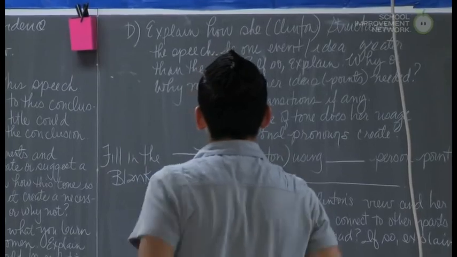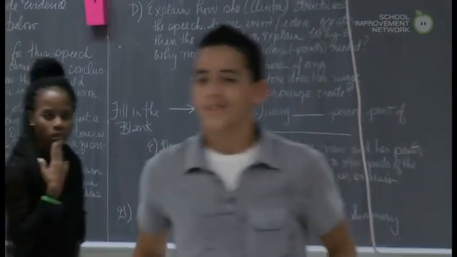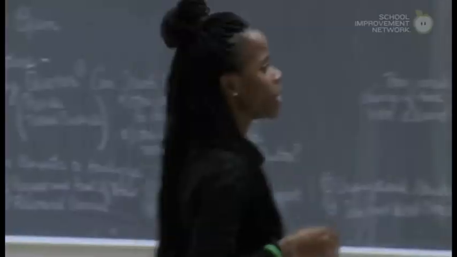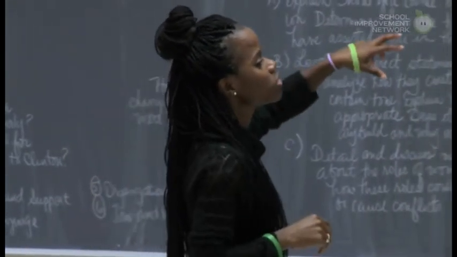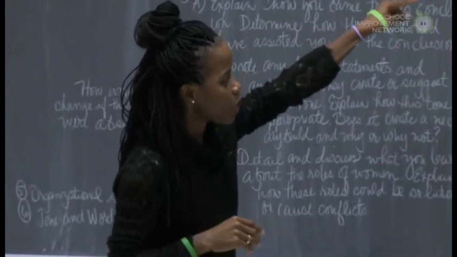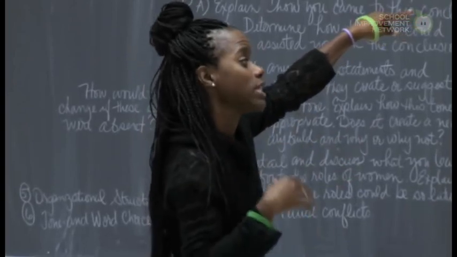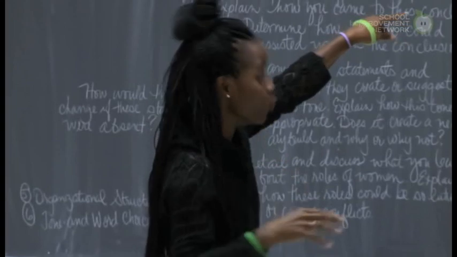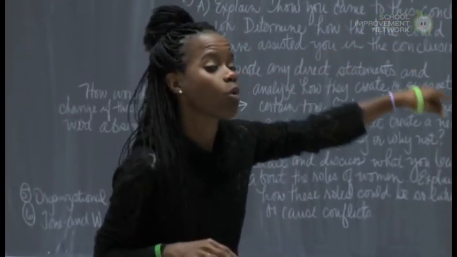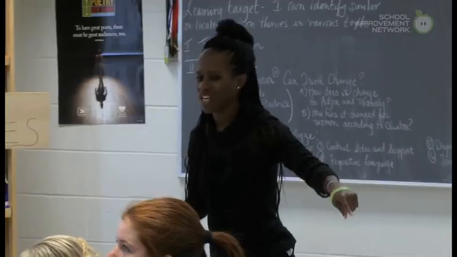Walk and talk. Walk back to the desk and tell me, what do you think I'm asking you? If you need some assistance, let me know. Yes, ma'am, I need some assistance. Who can help out Eric? Tristan? Can you repeat what the question I'm saying? I'll repeat it. I'll read it. Explain how she, being Clinton, structures the speech. Is one event or idea greater than the other? If so, explain. Why or why not all of the ideas or points needed? Locate transitions, if any. What type of tone does her usage of personal pronouns create? What you're asking is for us to point out main things in the speech and how they switch from one topic to another. Sweetness, that's what I'm looking for.